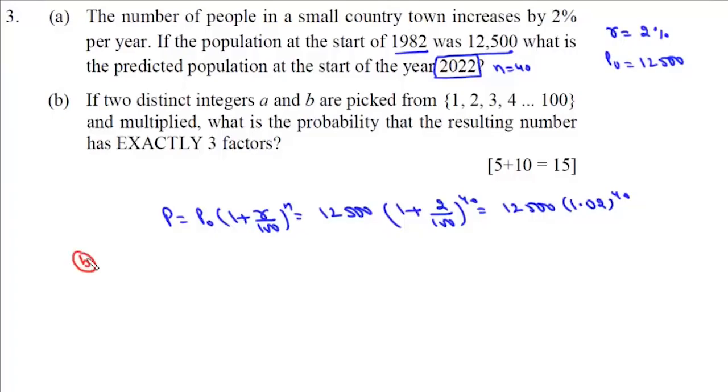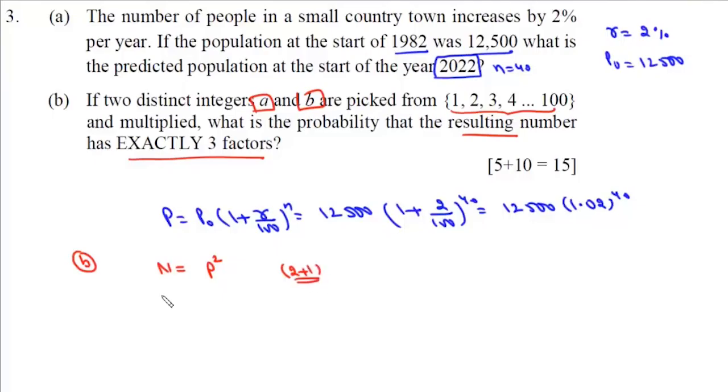Now part B is two distinct integers a and b. They are picked up from the set 1, 2, 3, 4 up to 100 and multiplied. What is the probability that resulting number has exactly 3 factors? Now we know that any number will have exactly 3 factors if and only if it is square of some prime. In that case, number of factors will be simply 2 plus 1. In all other cases, it can't be done.